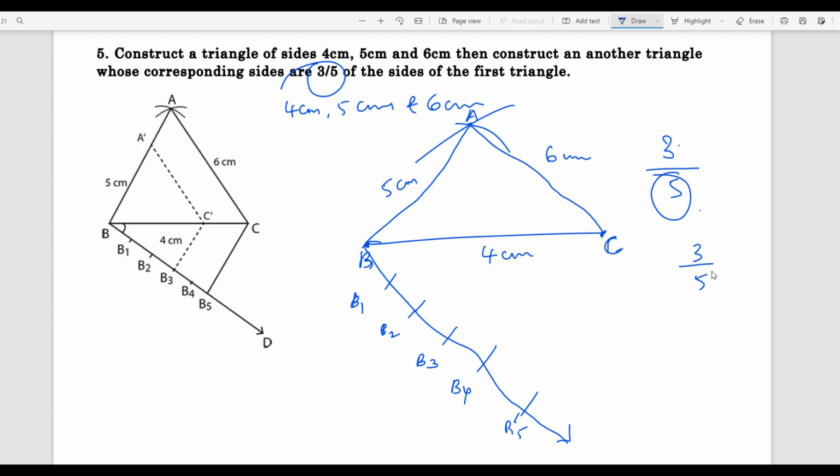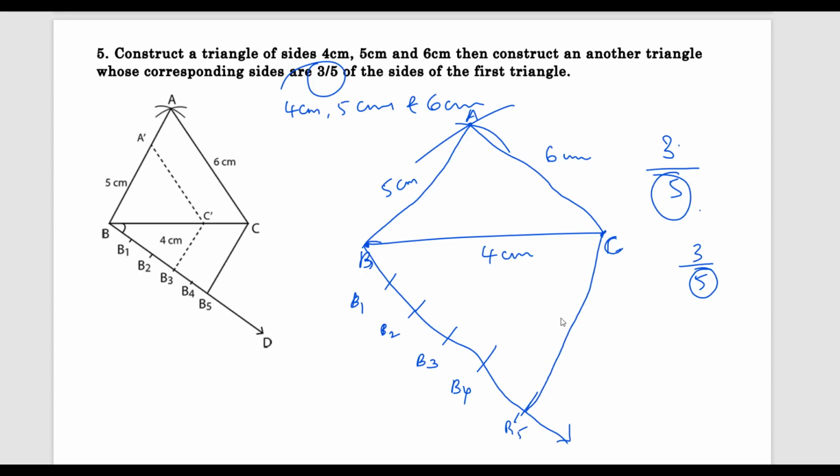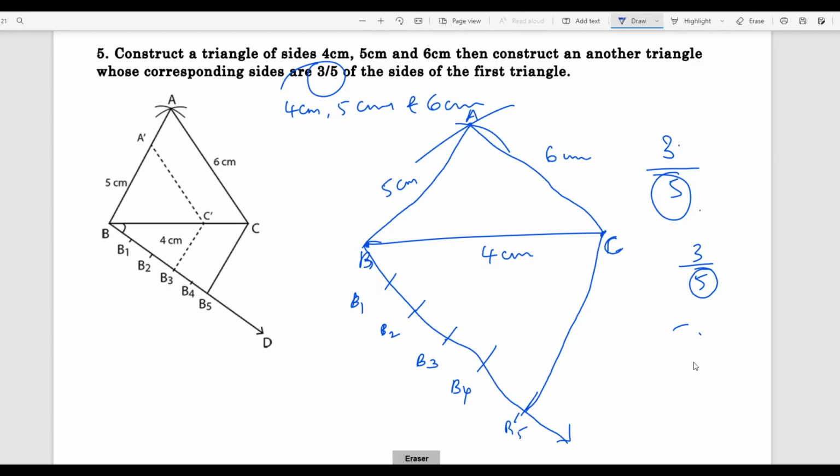Out of 3/5, which is the number in the denominator? It is 5. Now join B5 to C. In case the ratio was 5/3, you should join B3 to C, because the number in the denominator should be joined to the point C. How many arcs should be cut? The number of arcs equals the highest number in the ratio. Next, which point should be joined, B3 or B5? B5 should be joined because the question is 3 by 5.